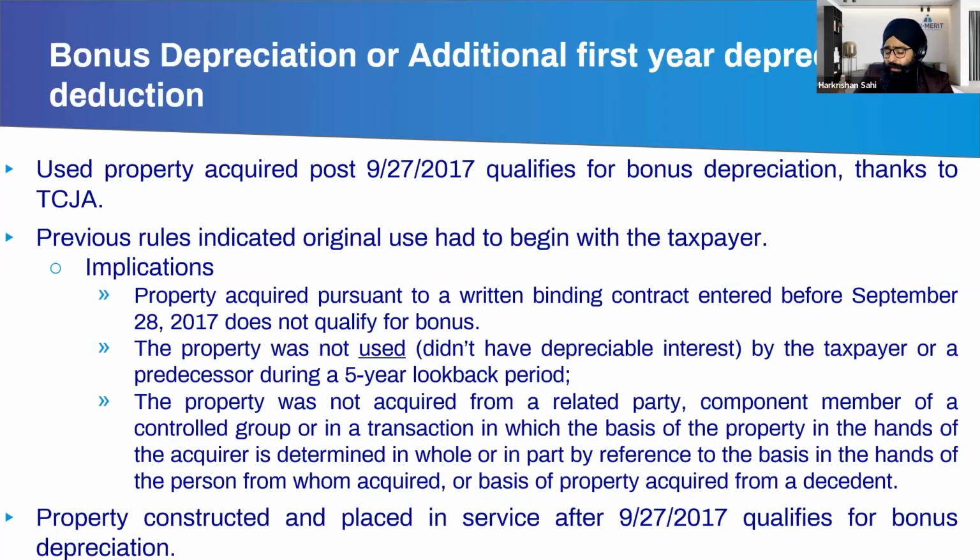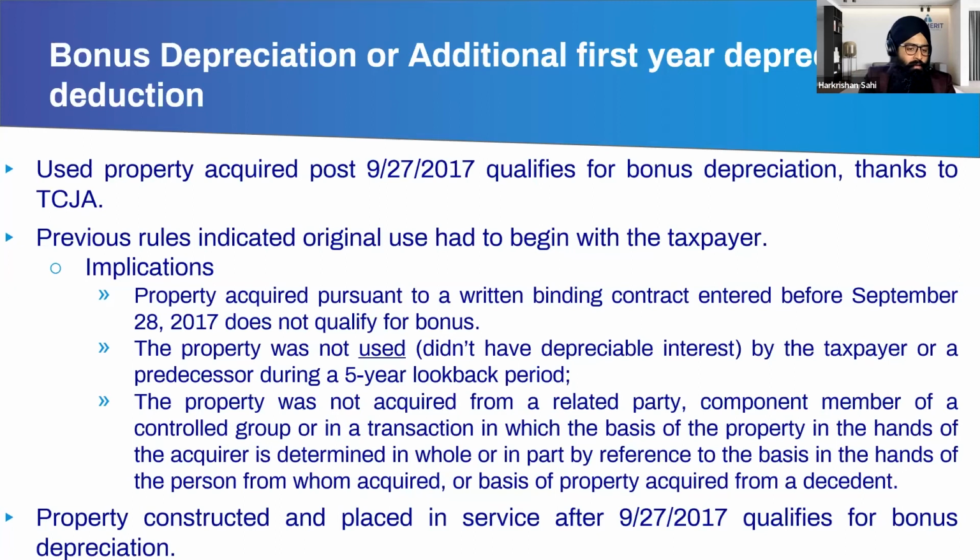The second thing, which a lot of practitioners don't pay attention to, is when we are issuing benefit estimates to our client, we always ask them, was this property used before by the taxpayer or a predecessor during a 5-year lookback period? And we have to go through an education telling them when property is deemed to be used. That pretty much means, in summary, that if you have used the property, have a depreciable interest in that property, you cannot get bonus.